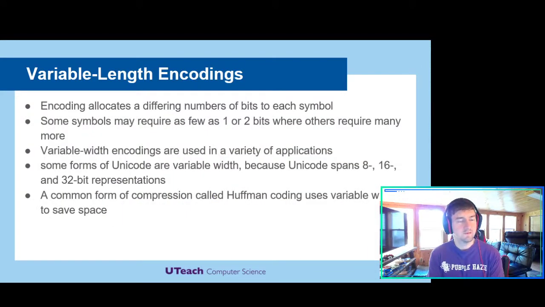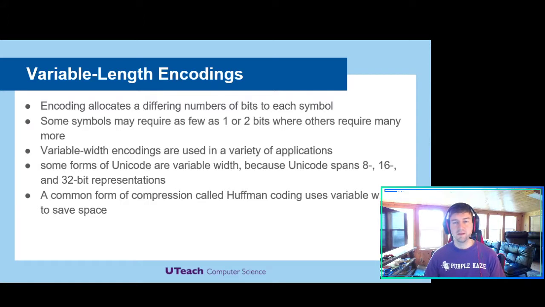So let's talk about what variable length encoding is. Variable length encoding just simply means that each piece of information is going to have a different number of bits for each symbol or representation. So, some symbols may require just 1 or 2 bits, whereas other symbols may require 8, 9, 10 bits, all kinds of things. Think about your age.